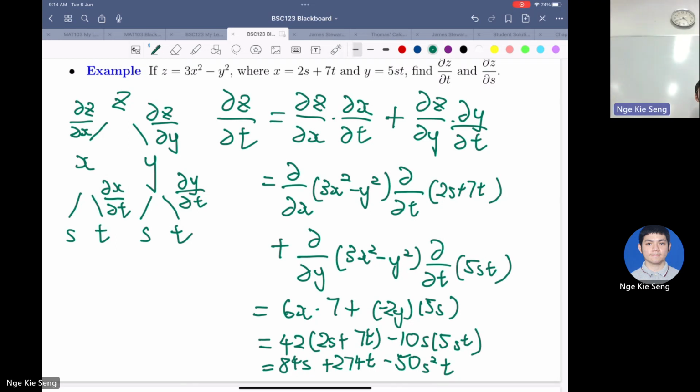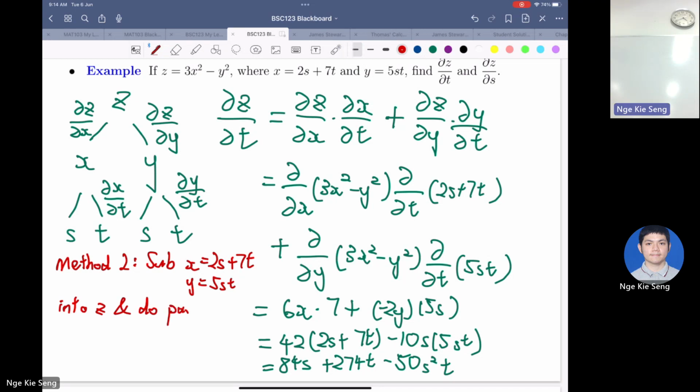What's the other method you can try here? What's the other way you can find ∂z/∂t? Substitute everything in terms of s and t, and then do the partial derivative. You can try method 2 and see if they agree or not. Substitute x equals 2x + 7t, y equals 5xt into z, and do the partial derivative. You should check that they agree.